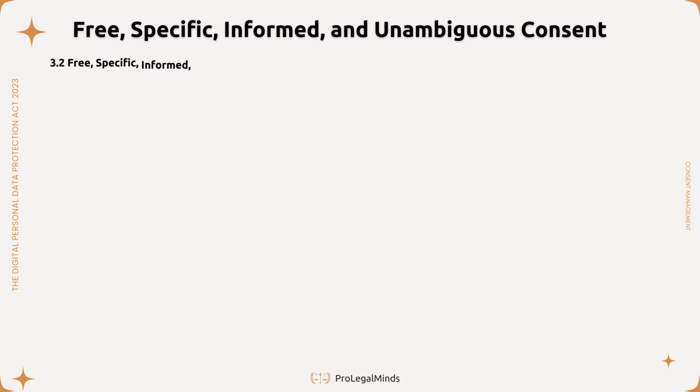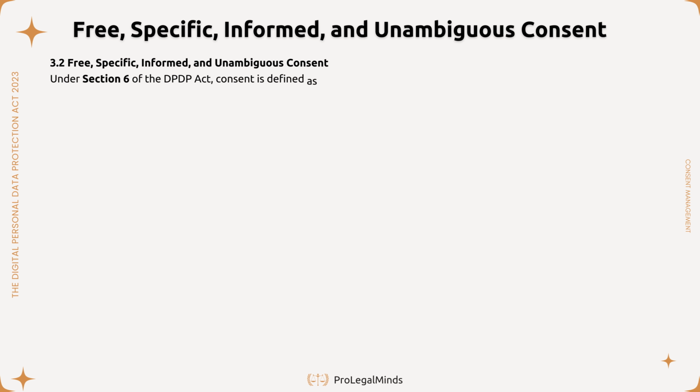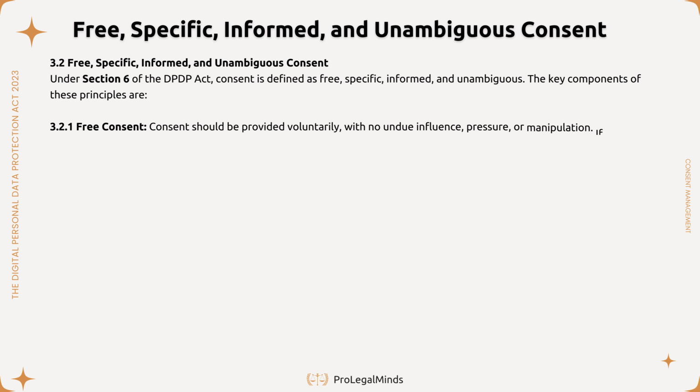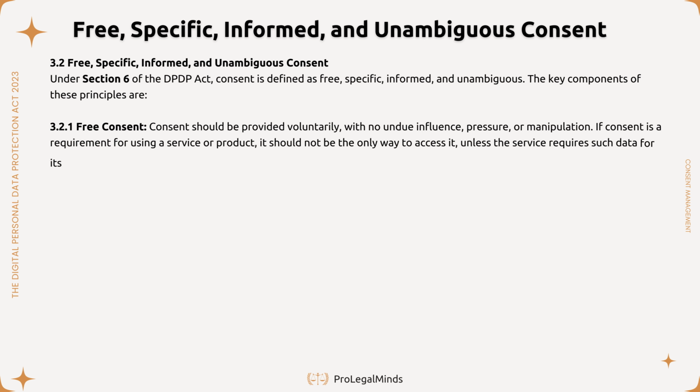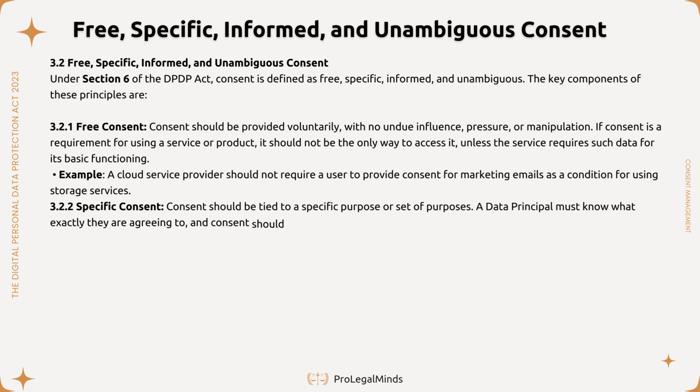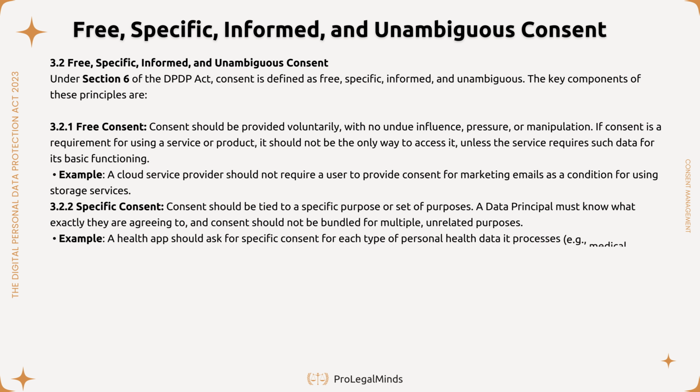Free, specific, informed, and unambiguous consent. Let's now discuss the 4 key components that must be satisfied for consent to be valid. These are free consent. Consent must be given voluntarily without any undue influence or coercion. For instance, a cloud service provider should not require users to consent to marketing emails as a condition for using their storage service.